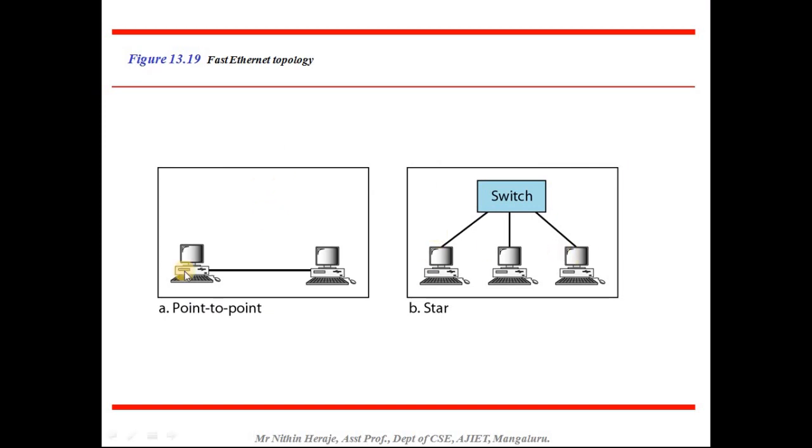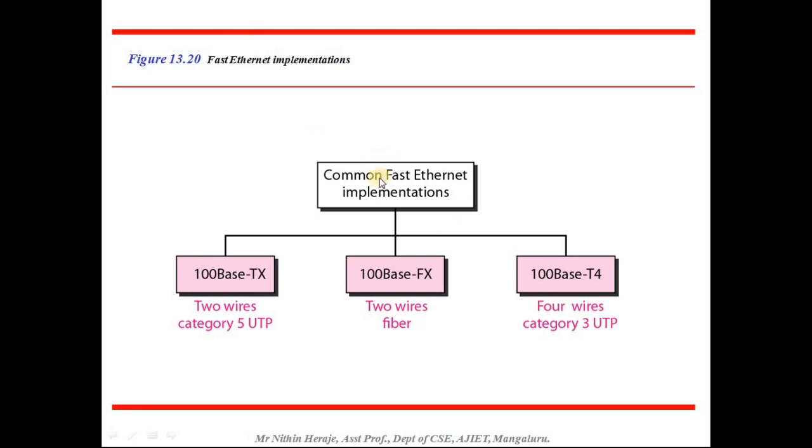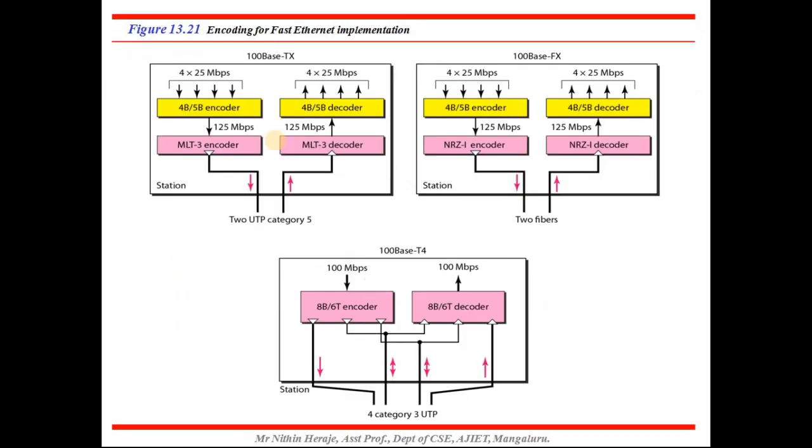This is a fast Ethernet topology where you can see this is the point-to-point connection, and this is the star topology. In the fast Ethernet, the implementations are of three types: 100 base TX, 100 base FX, and 100 base T4. We'll see one after the other.